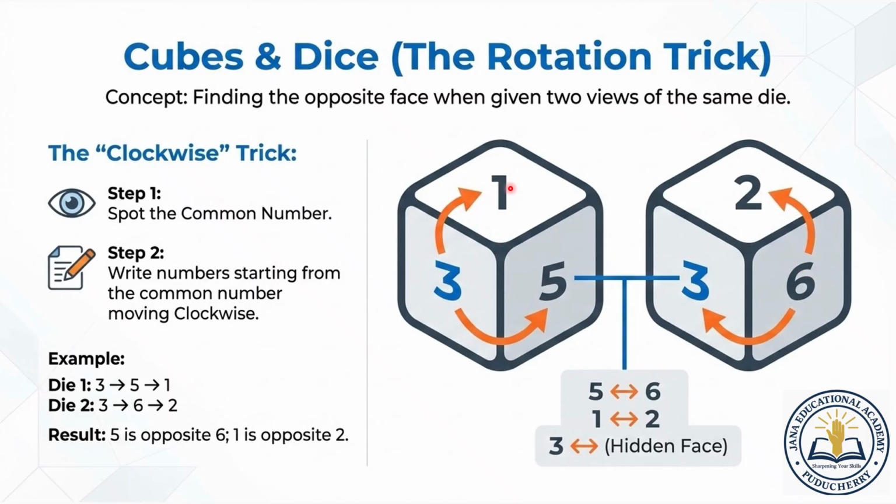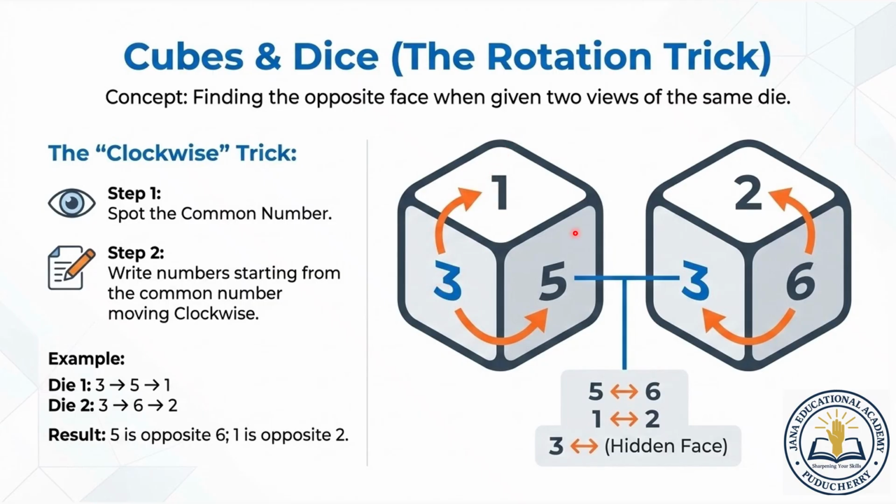So we can conclude that 1 is opposite to 2, 5 is opposite to 6, and 3 is opposite to 4. Like that, you have to keep one common number, whether it's 3 or 2 or 1. In this case, we are taking 3. The first step is to spot the common number, right? Write numbers starting from the common number, moving clockwise. That is 3, 1, 5, right? 3, 1, 5.